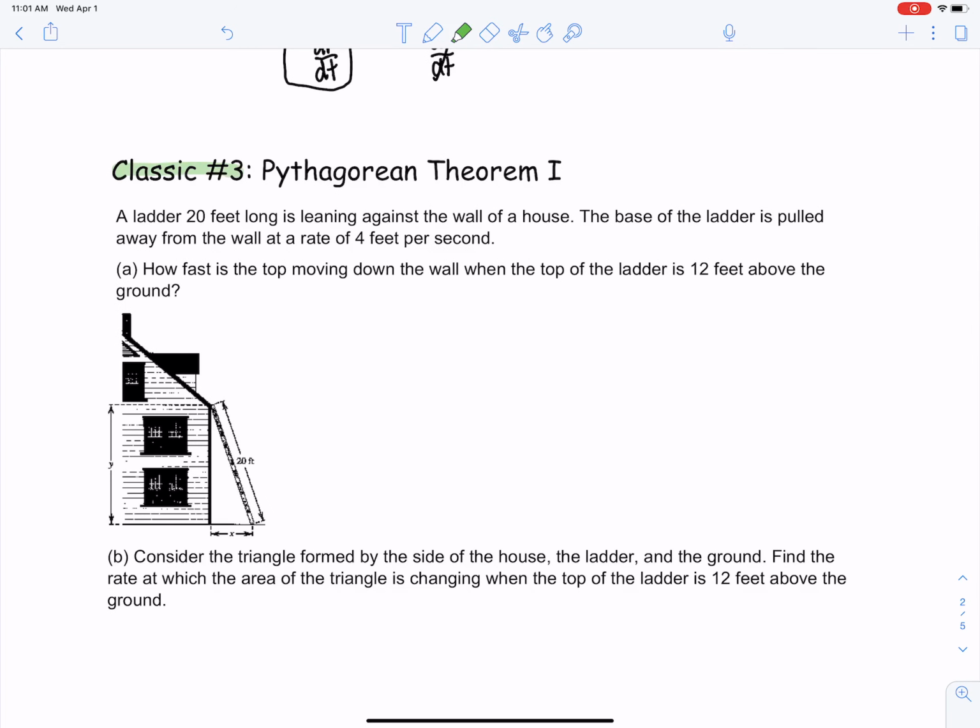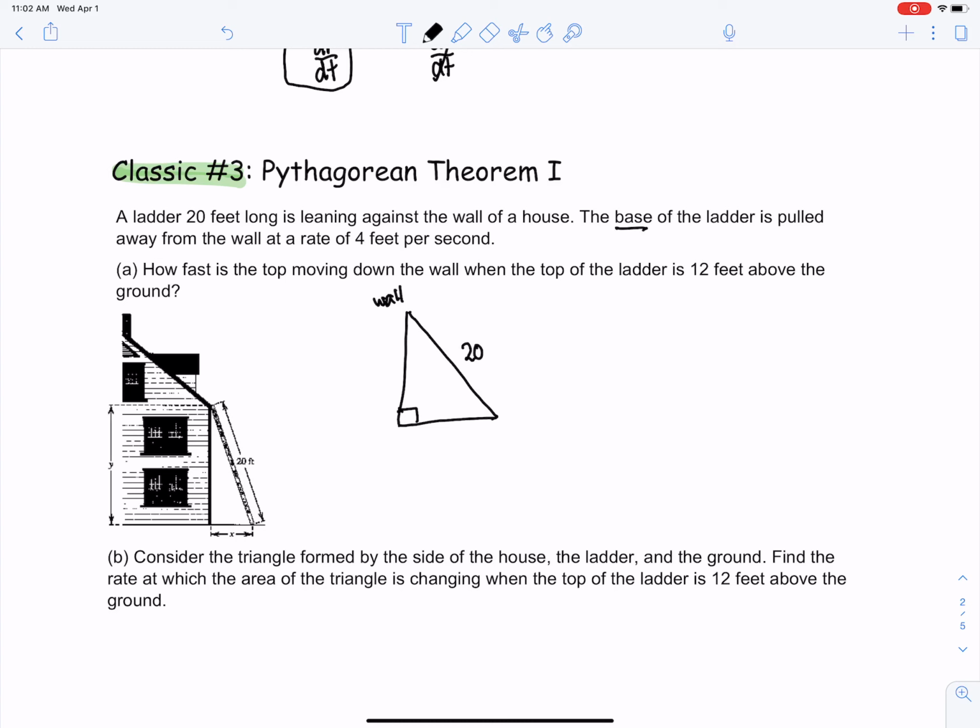Example number 3 is referring to Pythagorean theorem. So just kind of very cut out Pythagorean theorem problems. And the ladder problem is kind of the most popular. So we have a ladder leaning against a wall, and the ladder is 20 feet long. Now I'm going to use the 20 in my diagram because the ladder's length doesn't change with respect to time. It will always be 20 feet long no matter when I'm dealing with a scenario.